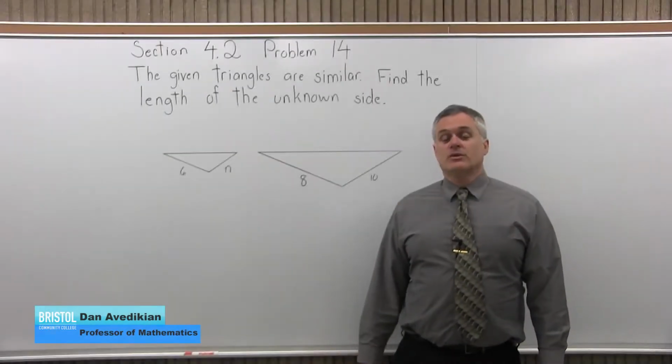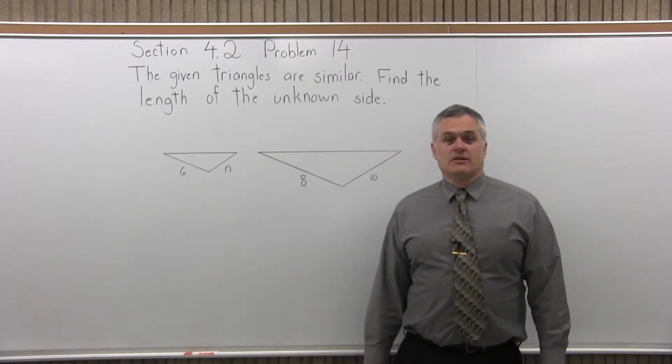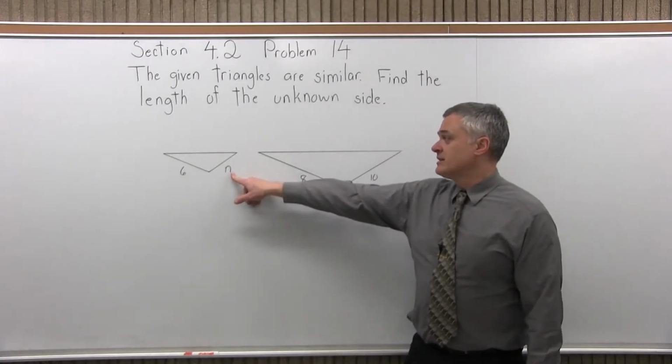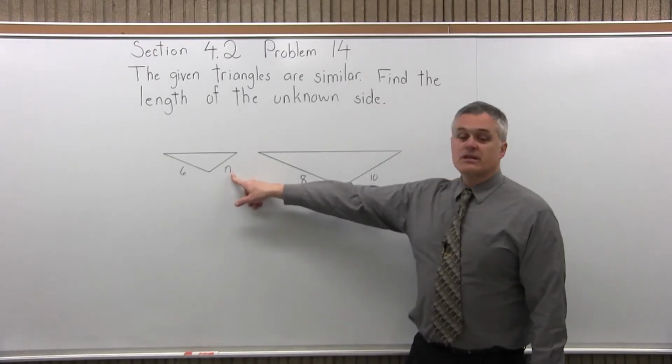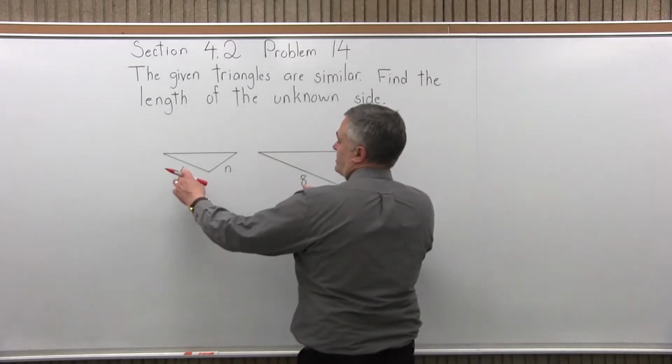This is Section 4.2, Problem 14. It says the given triangles are similar. Find the length of the unknown side. So we have two triangles. Our unknown side is the bottom right-hand side of the smaller triangle. So what we need to do is set up a proportion.